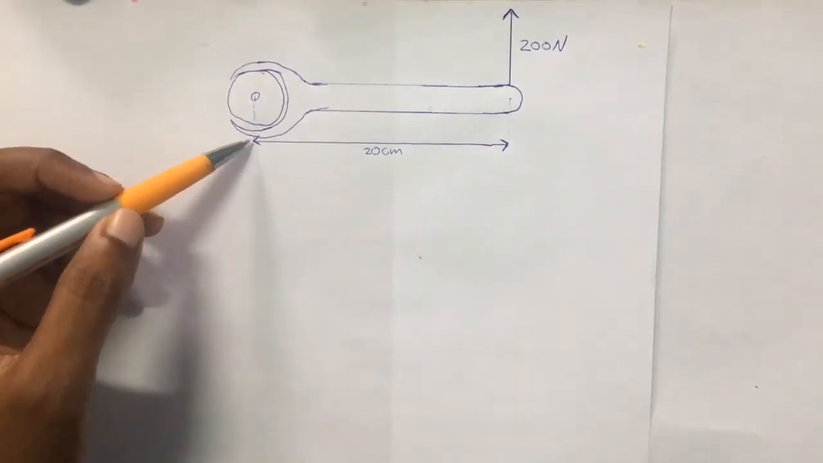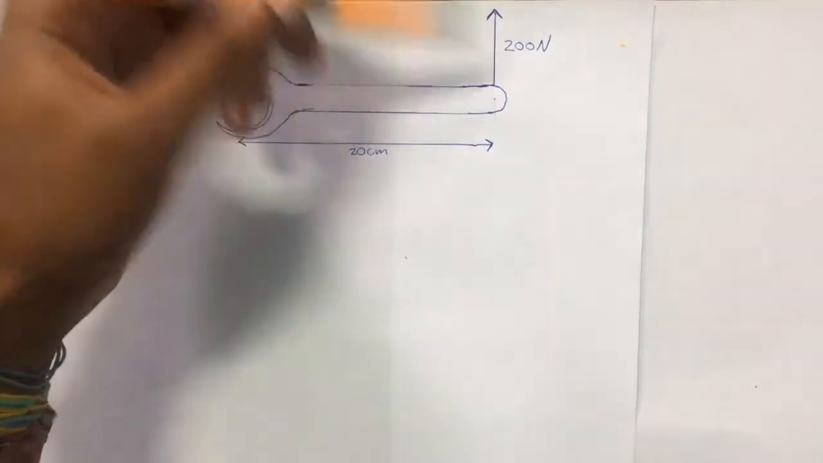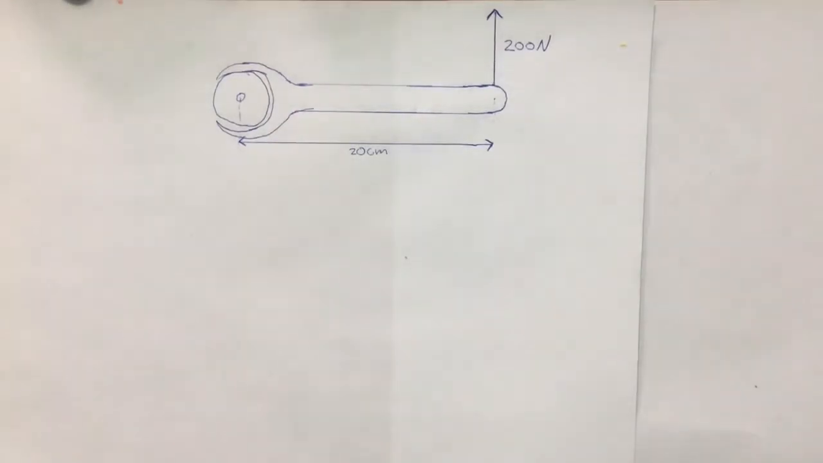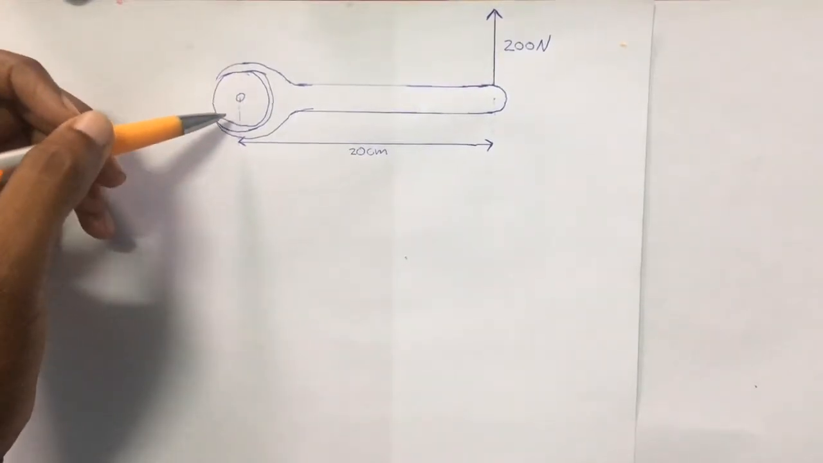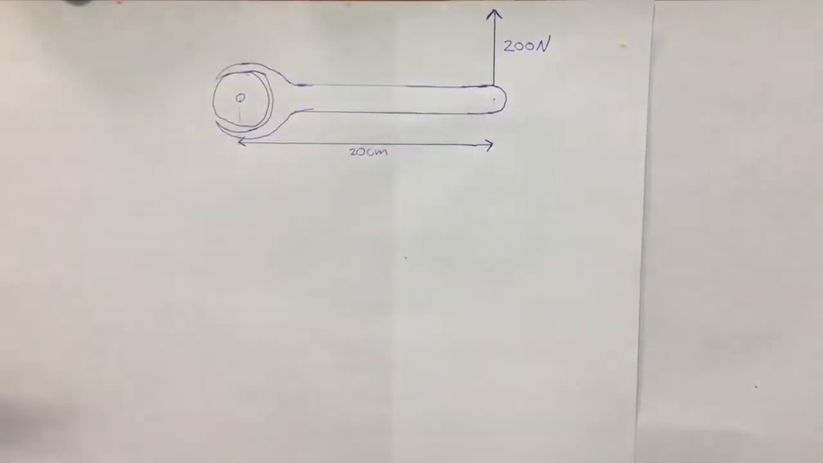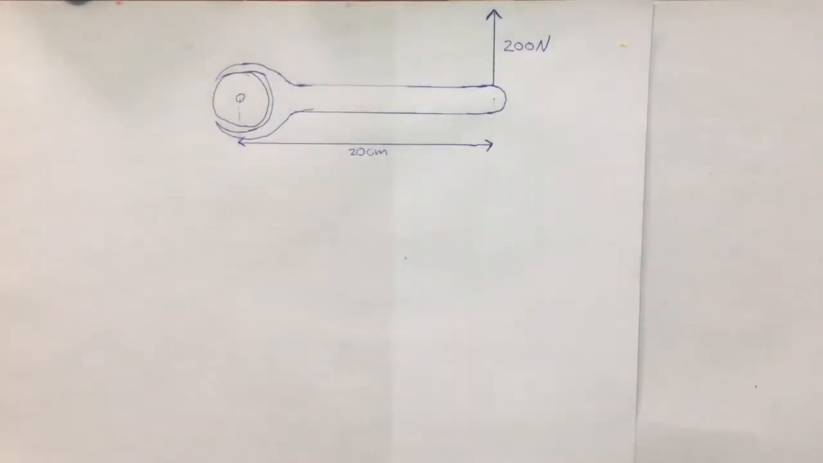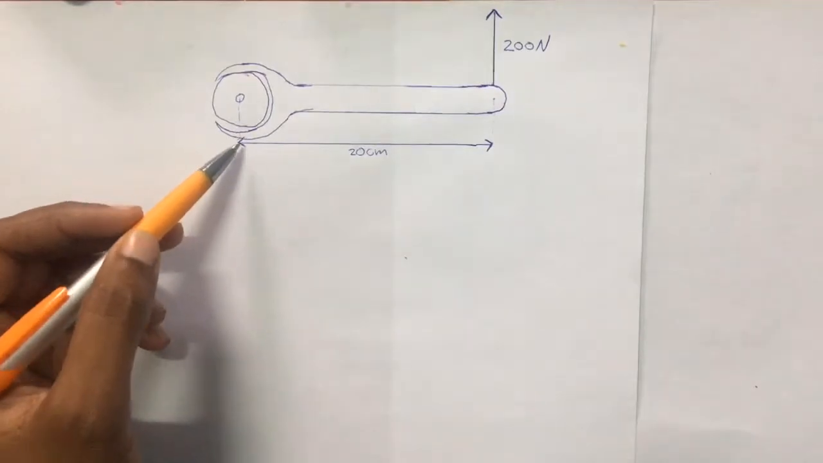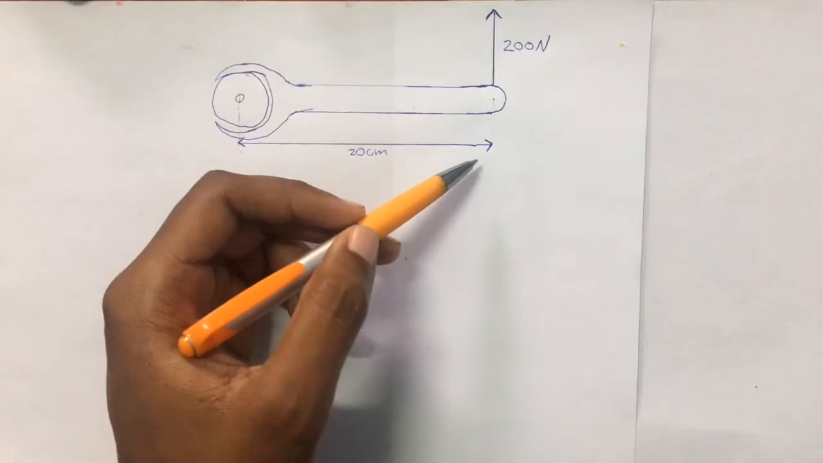So we have a wrench here, 20 centimeters, and it says that you are pulling upwards with a force of 200 newtons. So the wrench obviously pivots around the nut here, and the distance between the nut and the end of the wrench will be 20 centimeters. And we can also note that this force is also going perpendicular. So from that, we can say that the moment arm from the pivot point to the force is 20 centimeters.